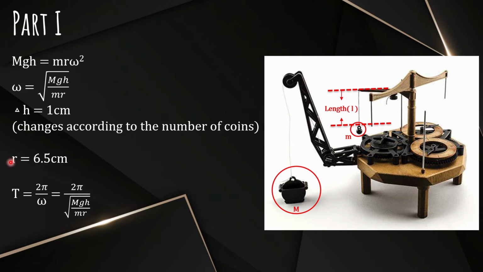We measured the circular motion's radius to be 6.5 centimeters. So we can get our period equal to 2 pi over omega, which is equal to this. And we will use the change of delta H to get the difference in period.